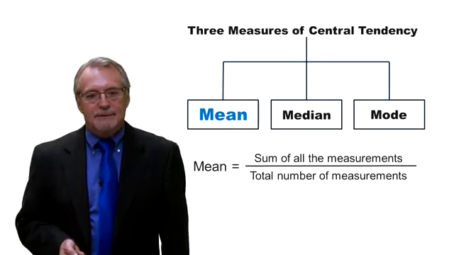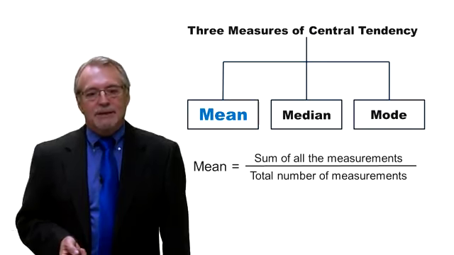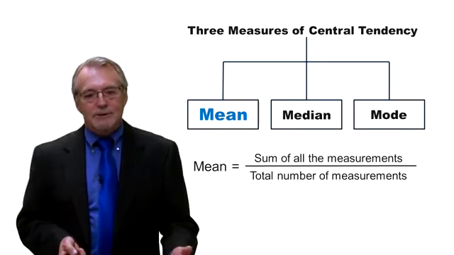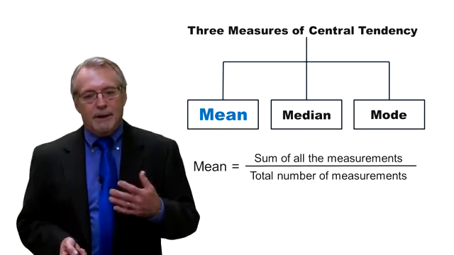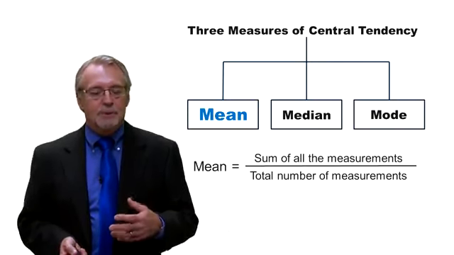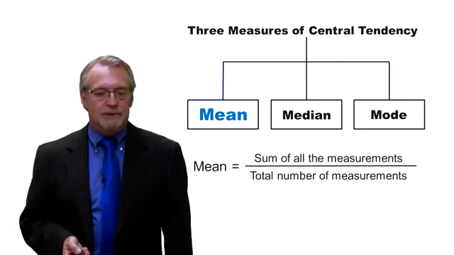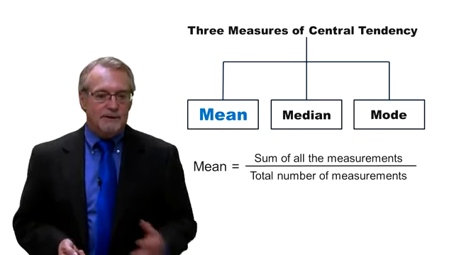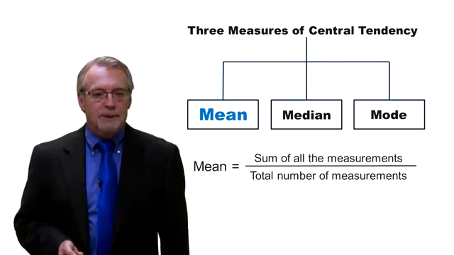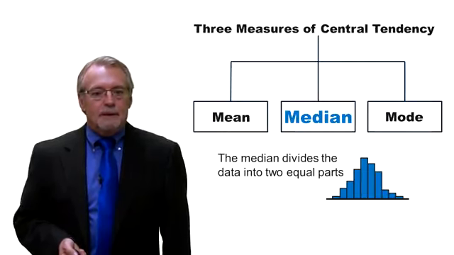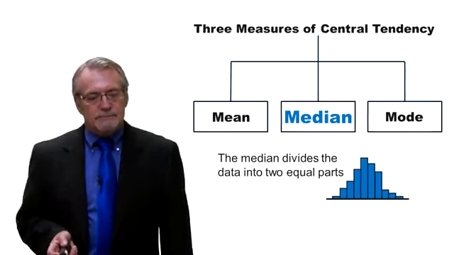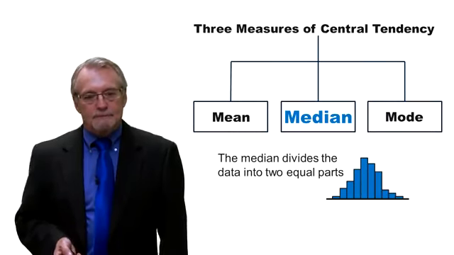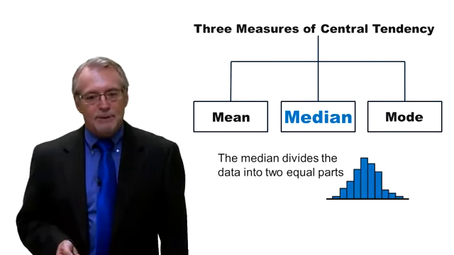Mean. The mean is the sum of all the measures divided by the total number of measures, which means what we're looking at is the average. And most of the time when people talk about looking at the center of something, we're talking about the mean. Let's just examine the mean one more time. Mean is just that average piece.